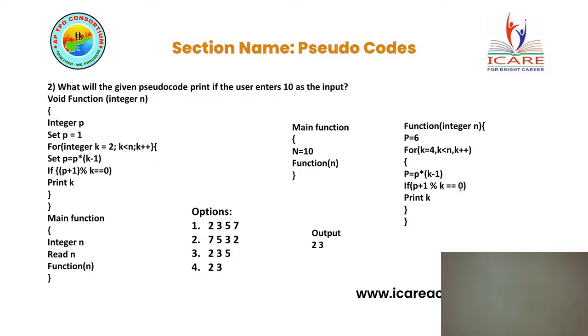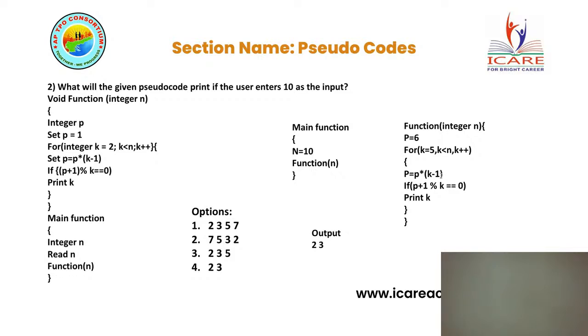And if p plus 1 modulo k is equal to 0: p value is 6, 6 plus 1 is 7, and 7 modulo k, where k value is 4. 7 modulo 4, the value is 3. We all know the modulo operation gives the remainder value. So 6 plus 1 modulo 4 is 3, which is not equal to 0. The if condition fails, so the block will not be executed. After that, again the update k plus plus.